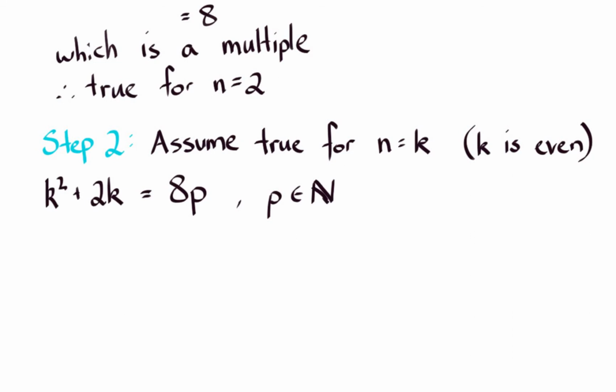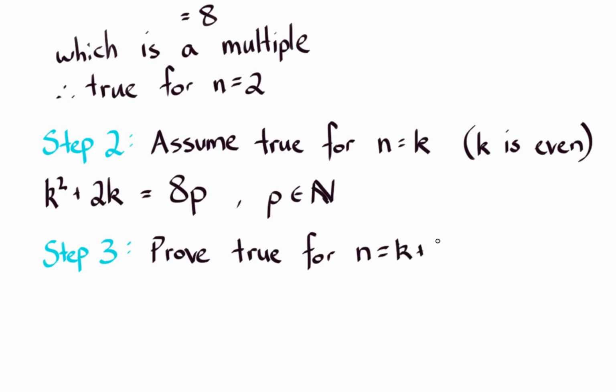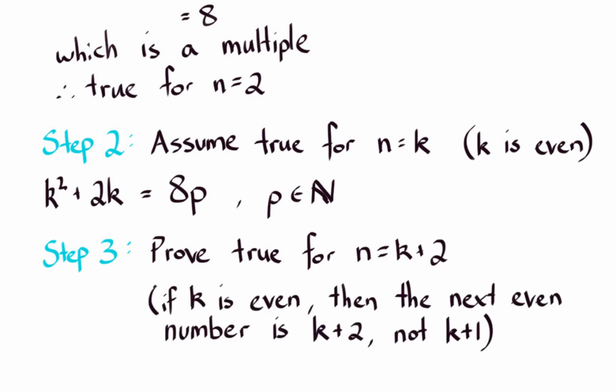Alright, step 3. Prove true for n equals, well, once again I've left it blank. What do you think should go here? Normally we would say n equals k plus 1, right? But we can only deal with even numbers. So what's the next even number after k? Well, if we just did k plus 1, that would be an odd number, wouldn't it? So we need to jump 2 more to get to the next even number. So we are going to prove true for n equals k plus 2. And let's just state why we've done that. So if k is even, then the next even number is k plus 2, not k plus 1.